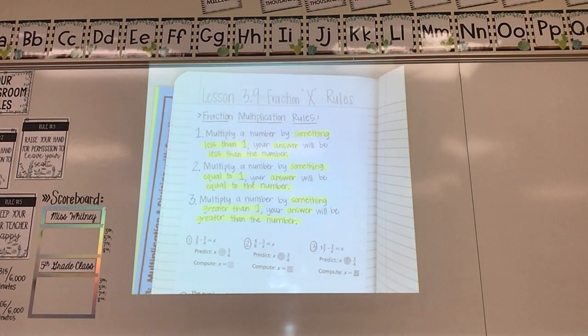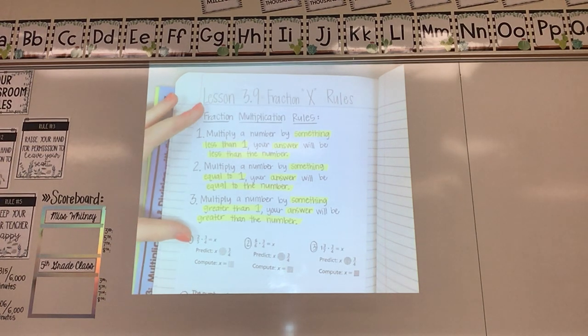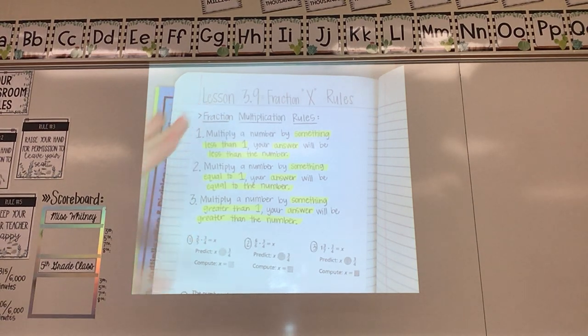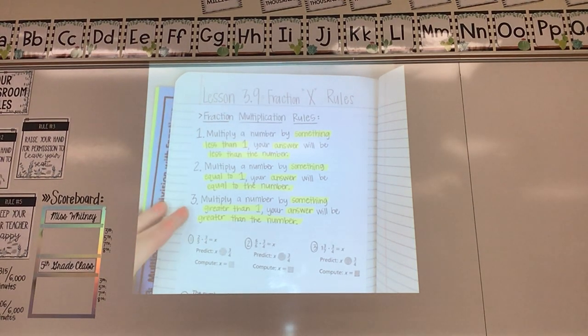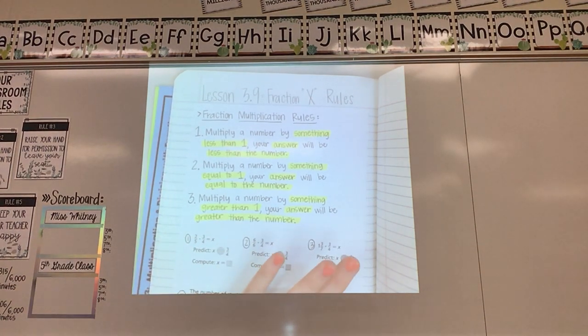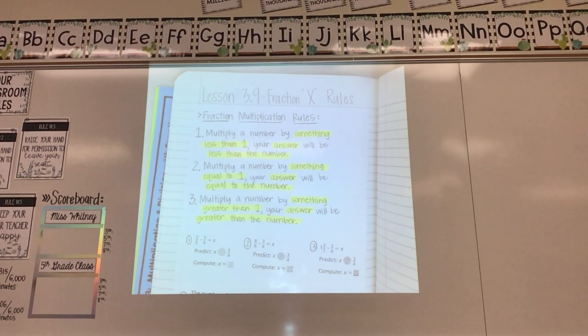When you're working on your assignment, you might have to pull up this video and pause it so that you can see this right here, because this is going to be very helpful to you as you're working. Let's read through the rules. They might be a little bit confusing at first, but when we work on our examples down here, I bet you'll get the hang of them pretty quickly.